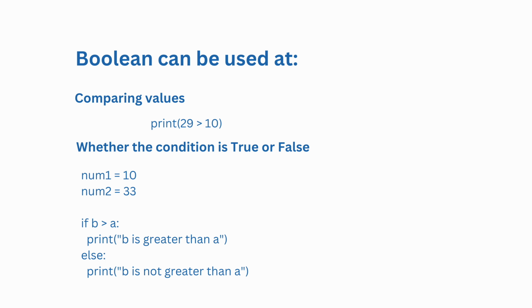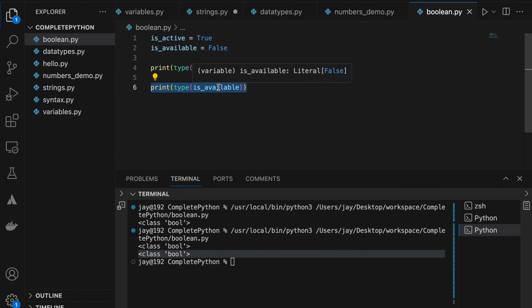Next, Boolean can be used everywhere. Suppose that you are comparing two values, you can use the Boolean to check whether the condition is true or false. Like the first example I have written here, print 29 greater than 10. It will either return true or false. So let us see how it's returning true or false.